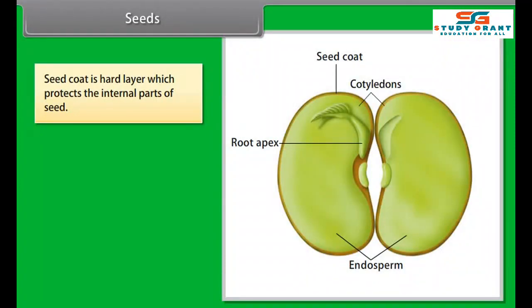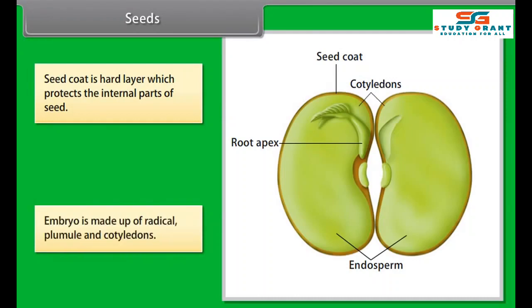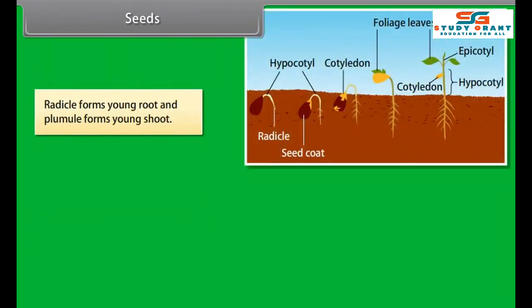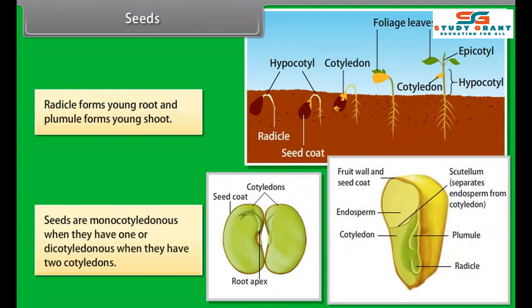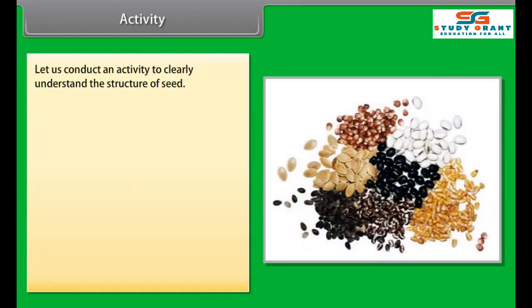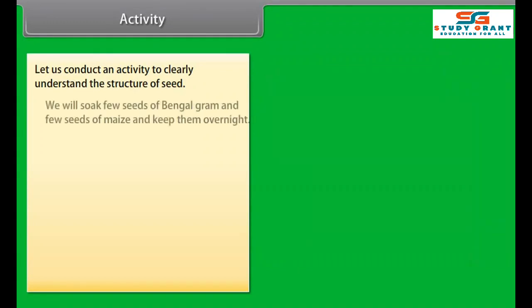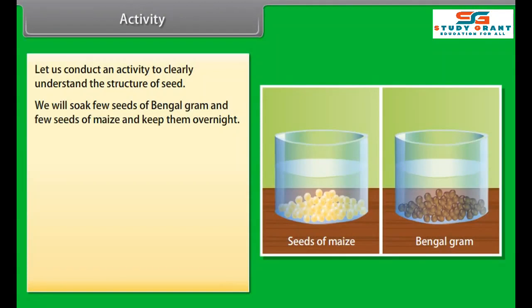Seeds. Seeds are matured ovules. Seeds contain an embryo and reserve food, which is used by the developing embryo at the time of seedling formation. A mature seed is made up of two important parts: seed coat and embryo. Seed coat is a hard layer which protects the internal parts of seed. Embryo is made up of radicle, plumule and cotyledons. Radicle forms young root and plumule forms young shoot.